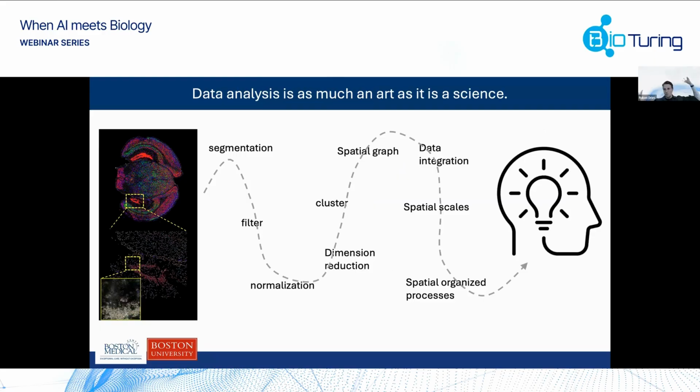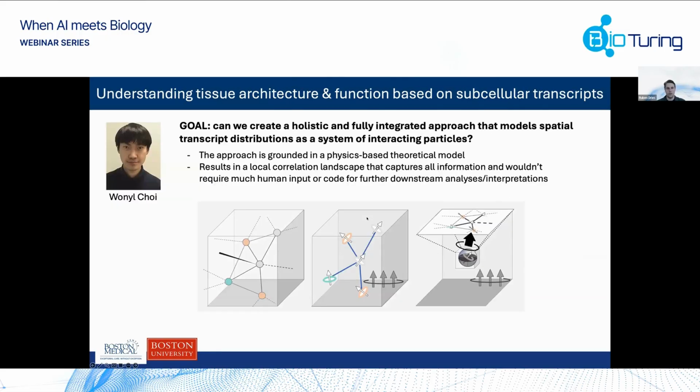All right. So now I'm going actually in the other direction. I showed you that we have all this data, and data analysis is as much an art as it is science. There's a lot of decisions you have to take to get insights, right? We talked about the effect you can have depending on the segmentation, how you filter, normalize, cluster; you need to make decisions on how to move forward. And every data set is slightly different. So one student in my lab, Wendell Choi, had a really great idea, and he has a physics background, say, what if we don't have to do that? What if we can create a more holistic and fully integrated approach?